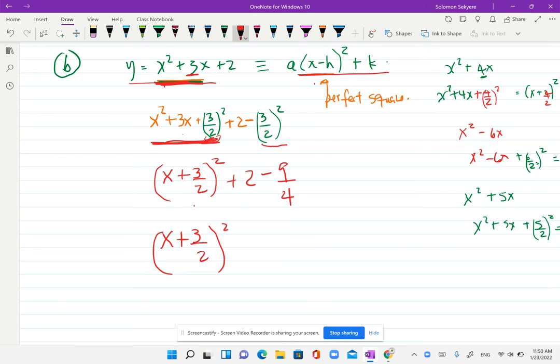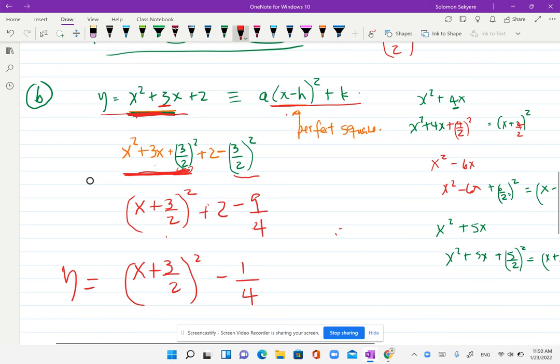This is 8 minus 9 over 4. This is minus 1 over 4. Okay, this one here, this is the c. 2 is the same as 8 over 4. So 8 over 4 minus 9 over 4 is negative 1 over 4. Okay, and now you're done. Now you are done.